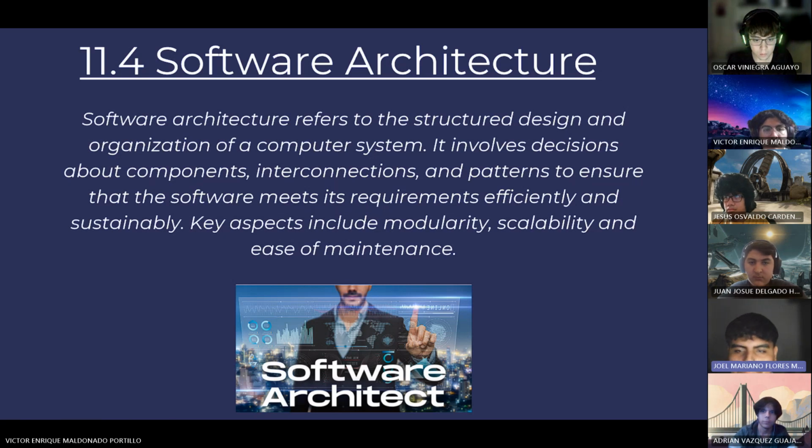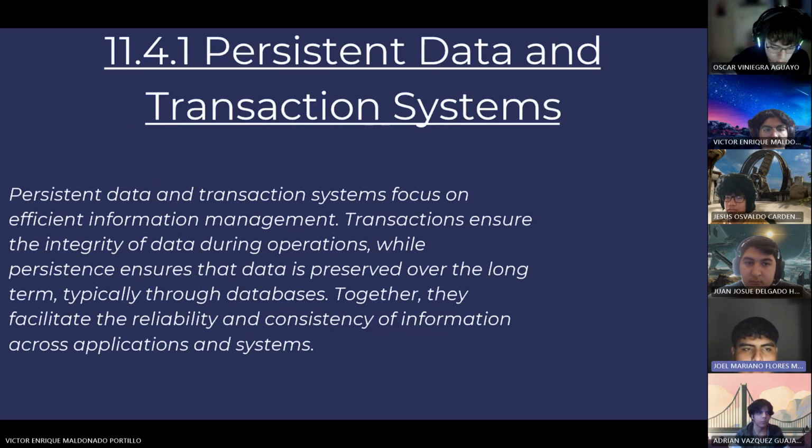Software architecture. Software architecture is the structure, design, and organization of the computer system, involving decisions about the components, interconnections, and patterns to ensure the software meets its requirements efficiently and sustainably. Key aspects include modularity, scalability, and ease of maintenance. It highlights the importance of networks and client-server computing and distributed systems.